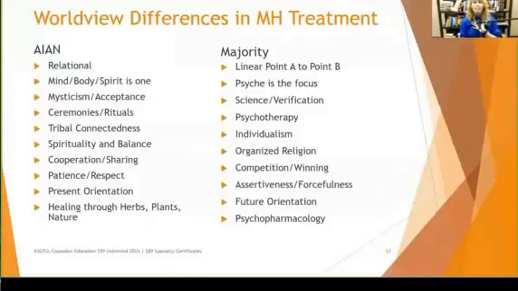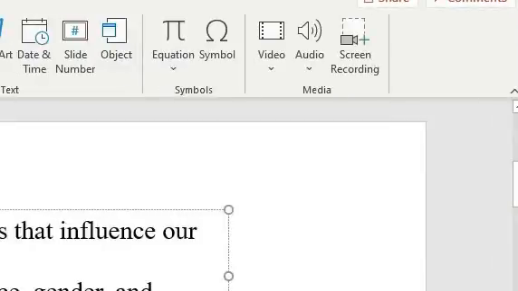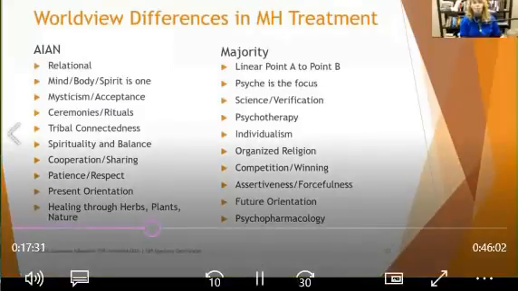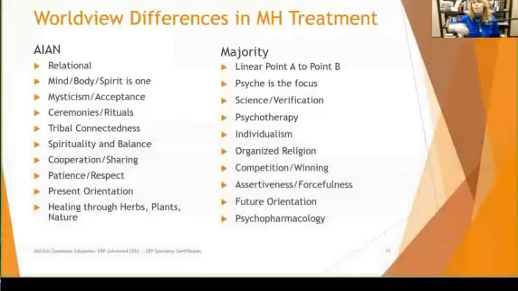We tend to favor and prize in the majority culture competition and winning and assertiveness and forcefulness, and that's not prized in the American Indian culture necessarily. And we tend to have a future orientation. What do you want things to be like 5 years from now? As opposed to what would help make you happy and feel good in your skin right now? What's the present? What do we need to focus on?